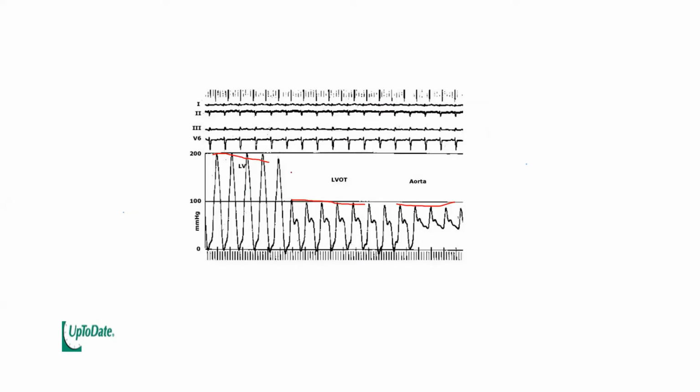So the gradient is between which two parts? The LV and the LVOT. Right? The gradient is here, between LV and LVOT. So what is this? Either subaortic membrane or hookah, right? With spike and dome, but with the spike and dome, you are inclined to hookah. Good.